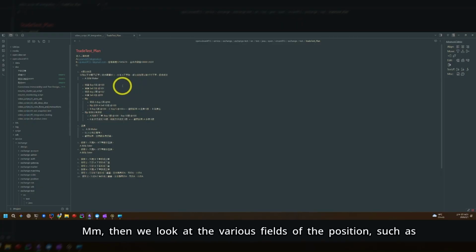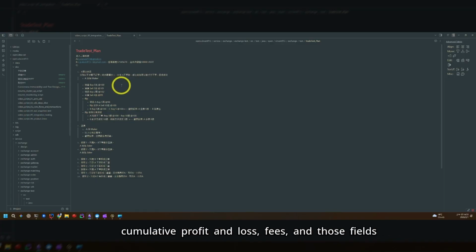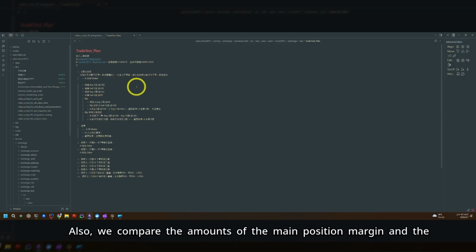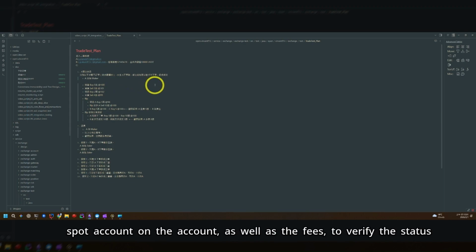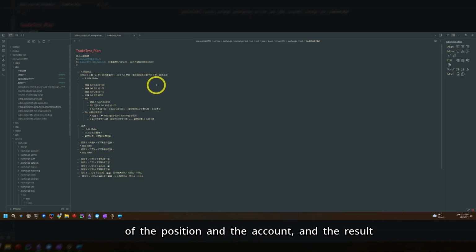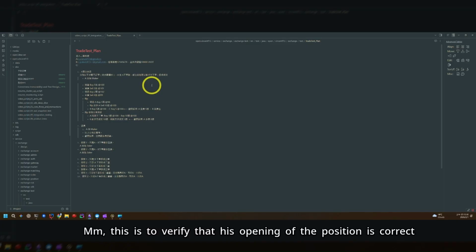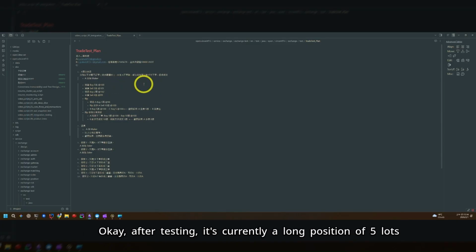Then we look at the various fields of the position, such as cumulative profit and loss and fees in those fields. Also, we compare the amounts of the main position margin and the spot account on the account, as well as the fees, to verify the status of the position and the account and the result. This is to verify that his opening of the position is correct. Okay, after testing, it's currently a long position of 5 lots.